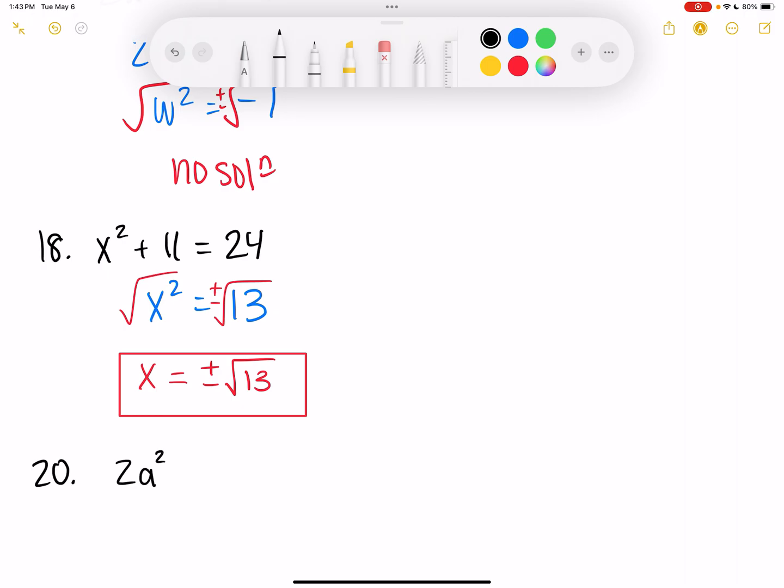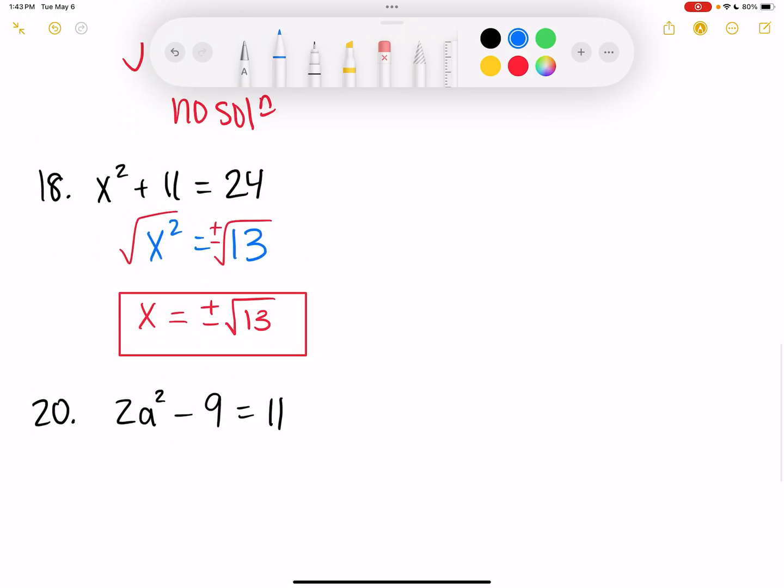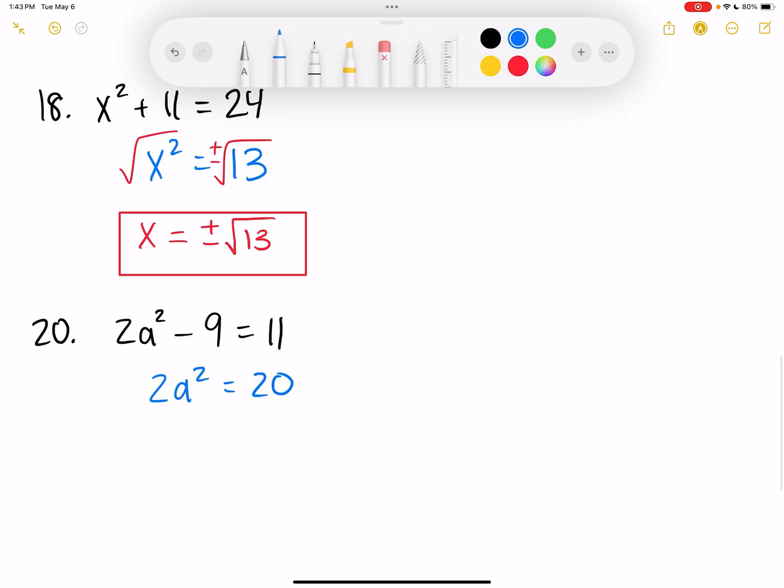2a squared minus 9 equals 11. What do I do first? So 2a squared equals 20. Now what? Divide by 2.